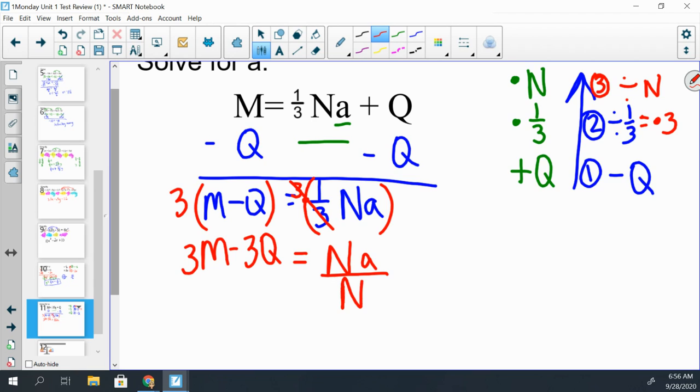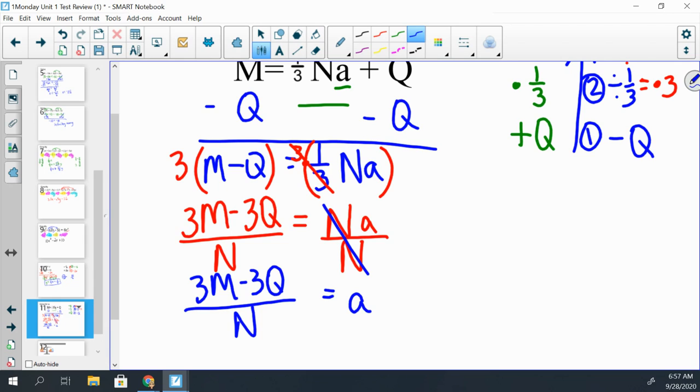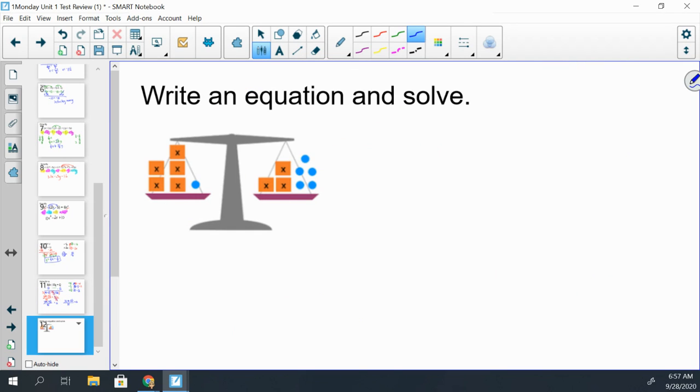So when I divide by n, it eliminates here. And I'm left with a on this side, and we have 3m minus 3q all over n. And that answer is great. If we didn't distribute it, it would look like this, and then it would still be all over n and equal to a as well. So either way, both of those would be solving for a.